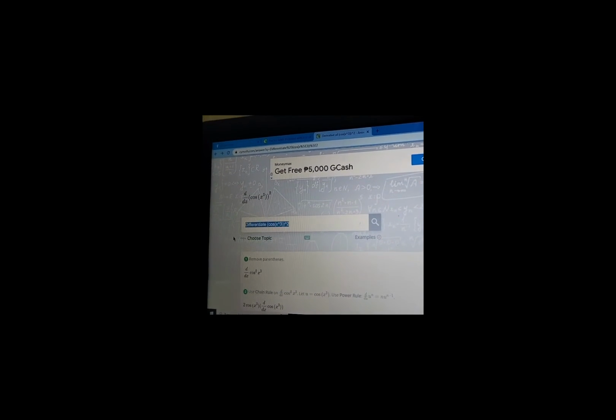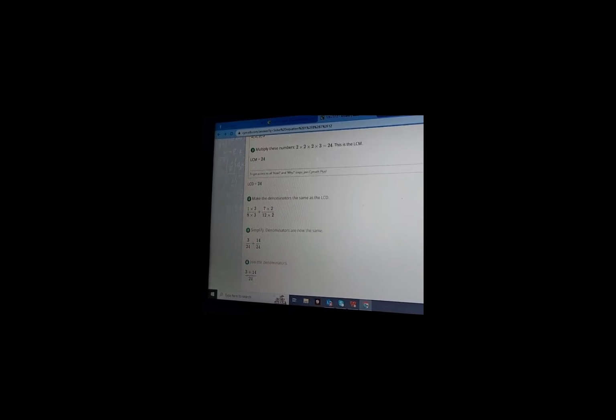So let's try to solve another topic. We have solved an equation, so let's try to solve fractions, addition of fractions. So 1 over 8 plus 7 over 12 equals. So we have here the LCD 24 and step-by-step explanation, and the answer is 7 over 24.